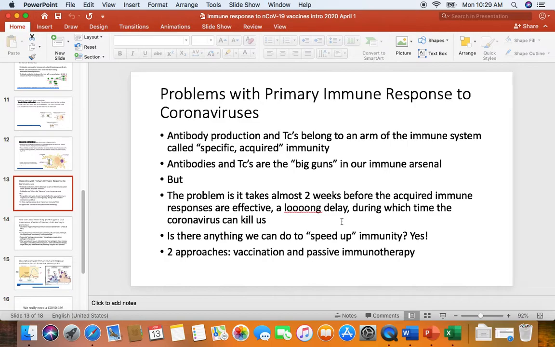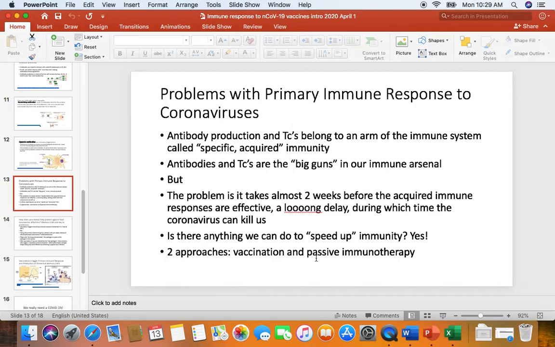And so we might argue, well, is there a way where we could speed up this arm of the immune system, right? This specific acquired immunity. And there's two ways we can do it if we're going to focus just on antibodies, right? So one way we can do it is through vaccination, right? And another way we can do it is through a process called passive immunity. This is when we give a patient antibodies made in another person. So let's just take a look at this, you guys.